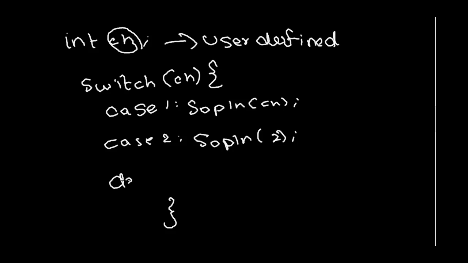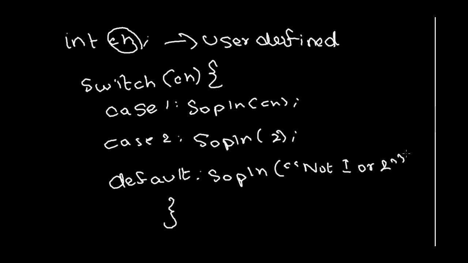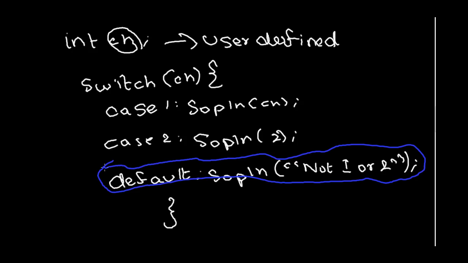Another thing you can add in switch is a default case, which, if it's not equal to 1 or 2, will print not 1 or 2. So this is the default case, remember that. It's optional for you to put in a default case or not. Some people choose to, some people choose not to. It's up to you. I would recommend you put it in because it makes your program a little neater.